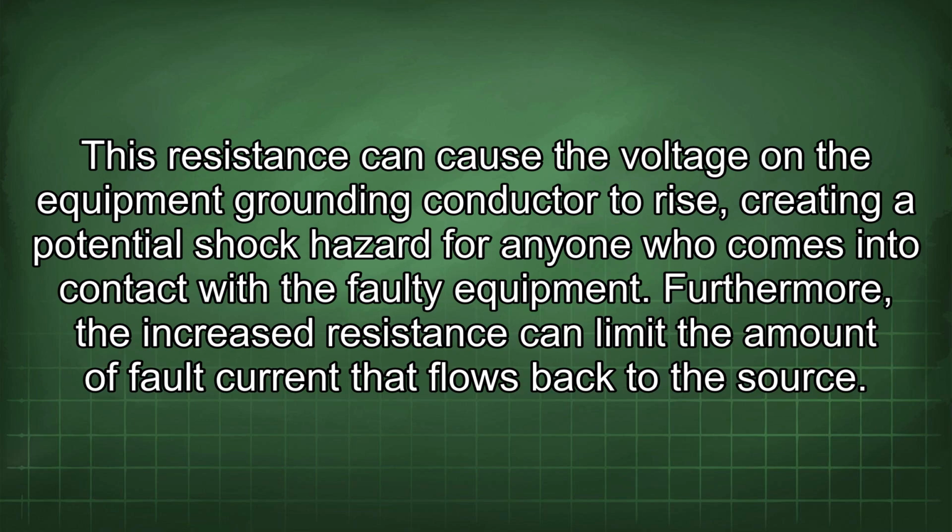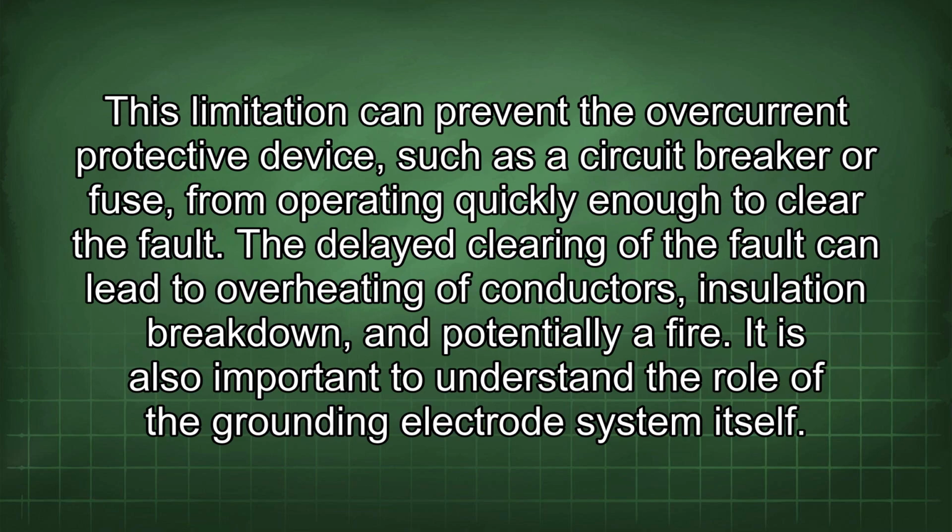Furthermore, the increased resistance can limit the amount of fault current that flows back to the source. This limitation can prevent the overcurrent protective device, such as a circuit breaker or fuse, from operating quickly enough to clear the fault. The delayed clearing of the fault can lead to overheating of conductors, insulation breakdown, and potentially a fire. It is also important to understand the role of the grounding electrode system itself.